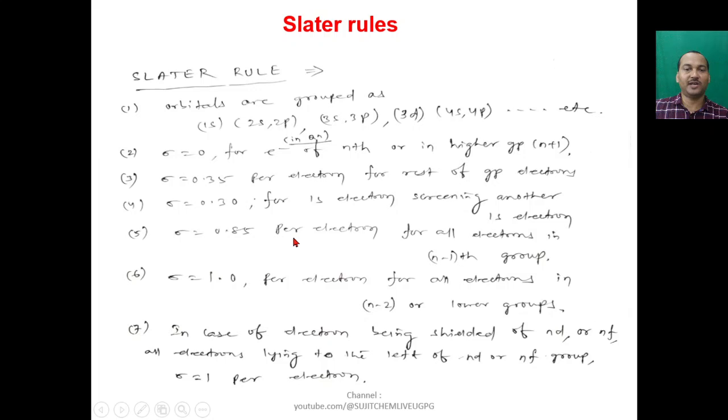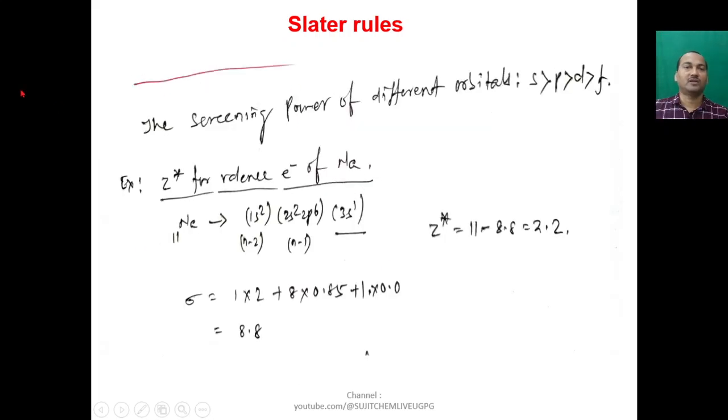Sigma equals 0.85 per electron for all electrons in the (n-1)th group. And sigma equals 1.0 per electron for all the electrons in (n-2) or lower groups. This is also important. Then finally, in case of an electron being shielded in nd or nf, for all electrons lying to the left of the nd or nf group, sigma will be 1 per electron. So these are called Slater's rules. The screening power of different orbitals is s greater than p greater than d greater than f.